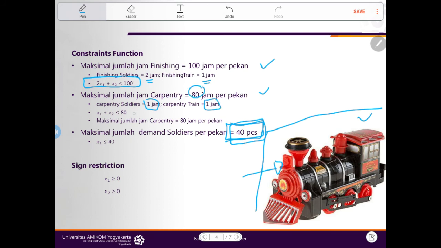And you only have 80, so this is the constraint of carpentry resources. Okay, because the maximum of soldiers that you can sell is 40, this is the limitation that 40 is the maximum number of soldier toys that you must make. Okay, of course this is the sign restriction. The quantity of soldiers and trains is greater than or equal to 0. Of course this is the mathematical sign restriction.